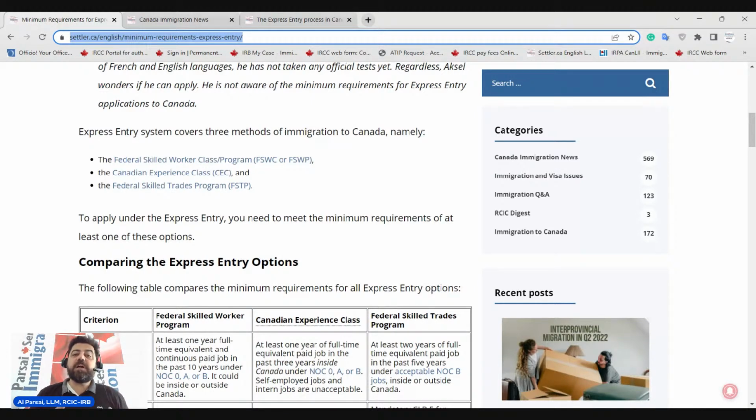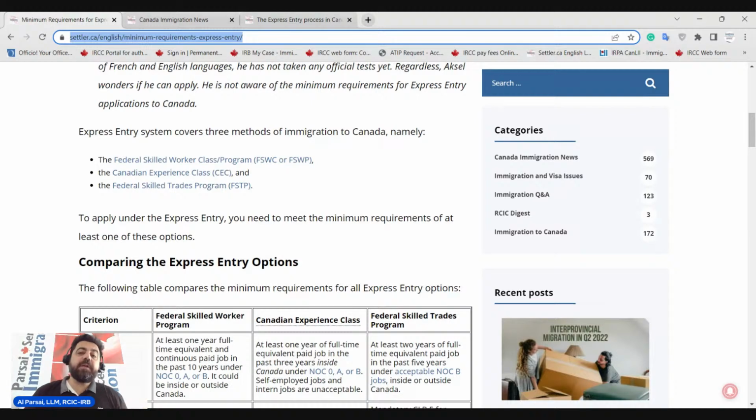So in other words, regardless of whether you qualify or you do not qualify, it calculates your CRS score and gives you the CRS score. But in reality, if you do not qualify for any of those, when you enter the real express entry pool, the system will eject you and will refuse you almost immediately. So before taking that risk, make sure that you meet the minimum requirements.